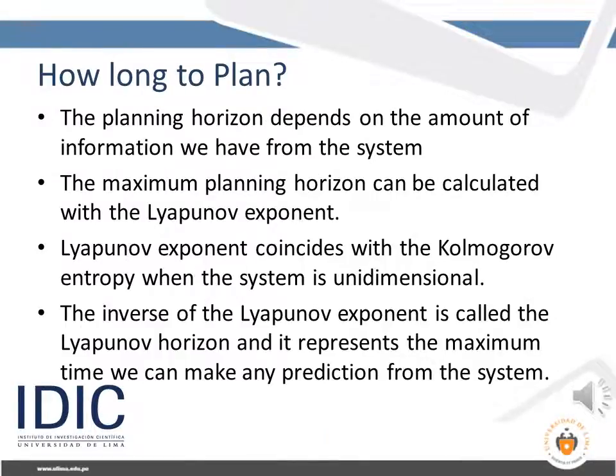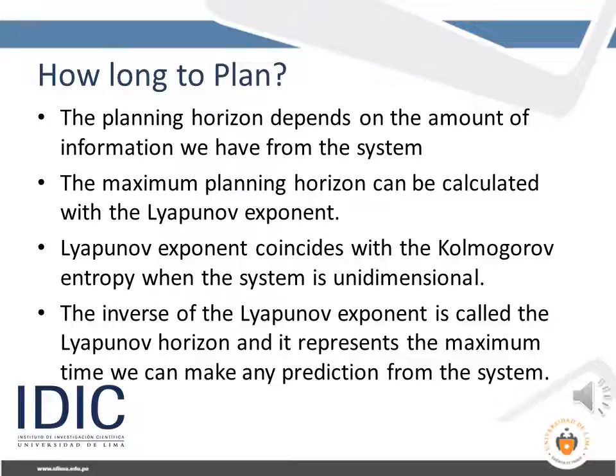If we measure the quantity of information that we have, we can also calculate how long we can make plans, because the planning horizon depends on the amount of information that we have from the system. The more information we have, the longer we can plan. The more uncertainty we have from the system, the shorter is the horizon we can plan. The maximum planning horizon can be calculated with a measurement that is called the Lyapunov exponent.